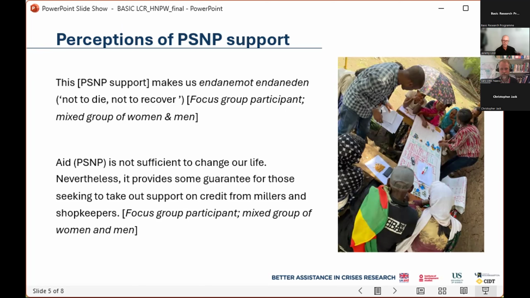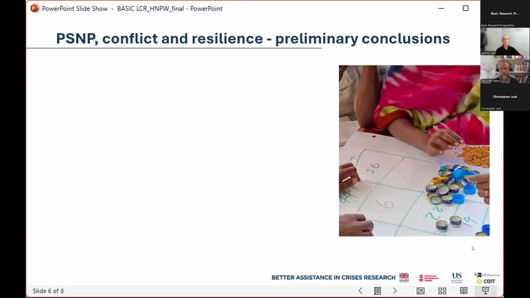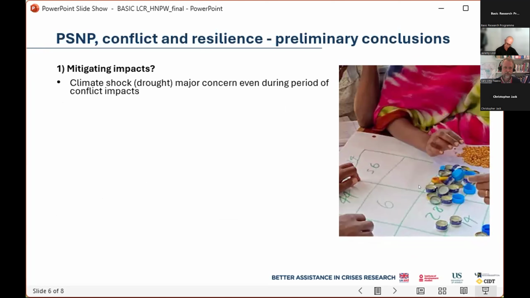So I have very limited time, so I'm just going to synthesize in one slide what the broader findings are against the research questions I put at the beginning. And I'm happy to speak more to those later on. So the first one is around mitigating impacts.